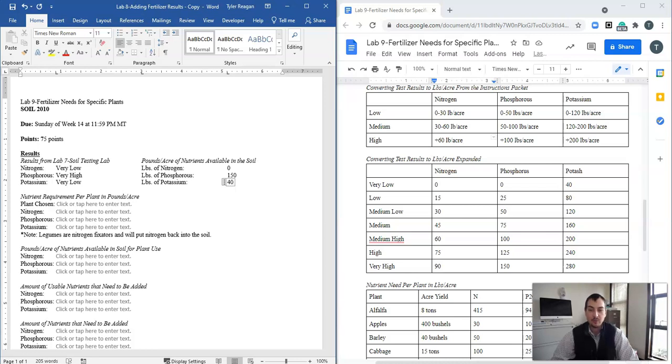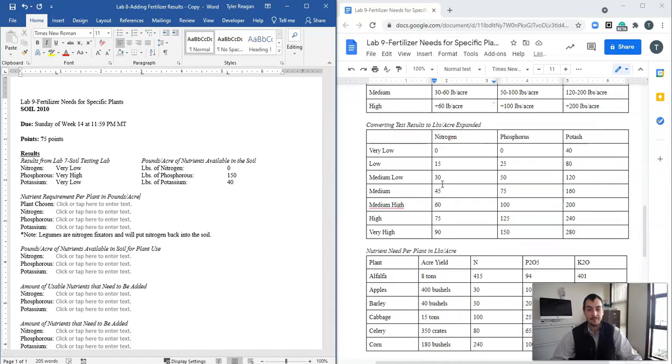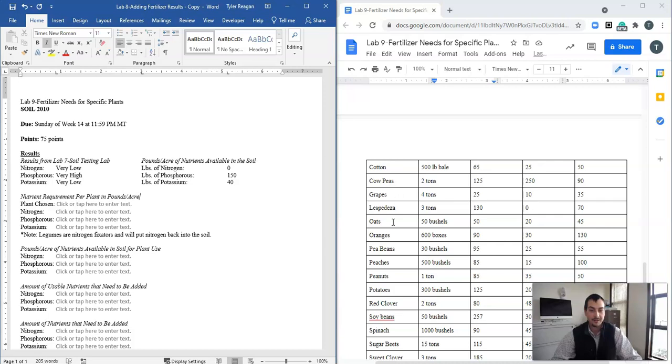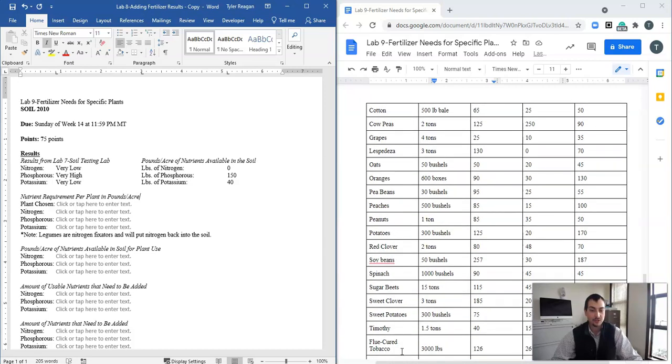So now that we've gotten that, we get to look at which plants we're going to be using. Now we get to select a plant. I want you to choose a plant, something that you might be interested in. We have a list of plants here that we're going to choose from: alfalfa, apples, barley, cabbage, celery, corn, cotton, cowpeas, and you can look over the rest, it goes all the way down to the bottom. So we're going to pick one that we might want to go with.